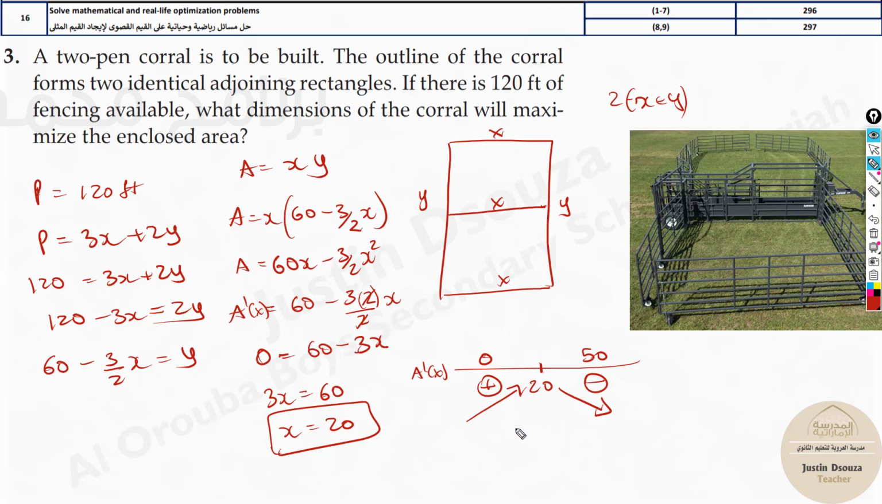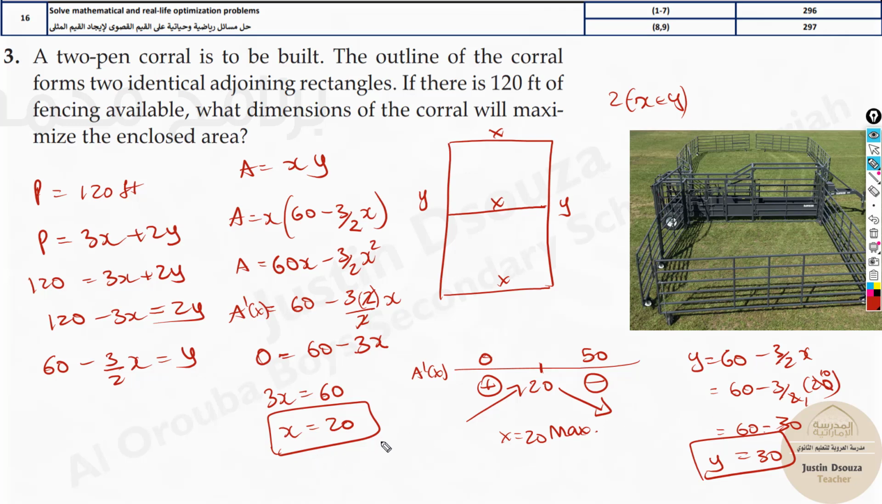And this is the thing. X equals 20 is maximum value. And now you have the x value already, substitute and find the y value. Y is equal to 60 minus 3 by 2x. That means it's 60 minus 3 by 2 into 20. It will be 60 minus 3 times 10, which is 30. Y is 30.